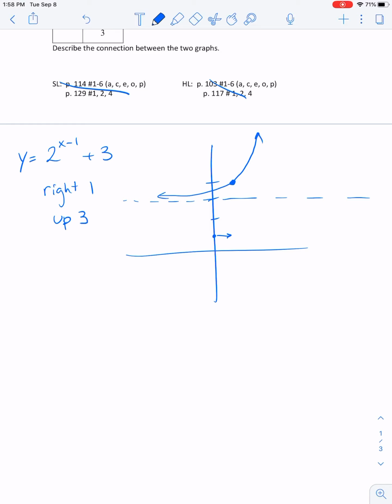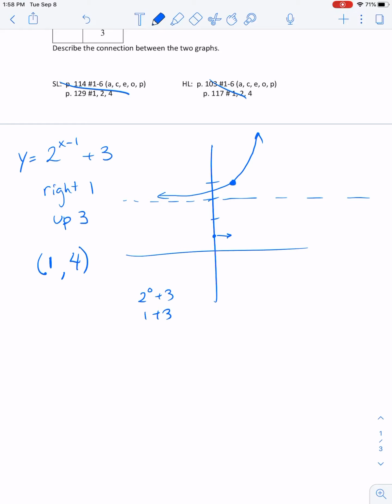So what I do when I think, okay, what's my pivot point? I look to see what I need to plug in for x to make my exponent 0. Well, if I plug in 1, then this becomes 1 minus 1, which is 0. 2 to the 0 power is 1. So 2 to the 0 plus 3 is 1 plus 3, and that gives me a y value of 4, which is what you can see from my little graph down here.